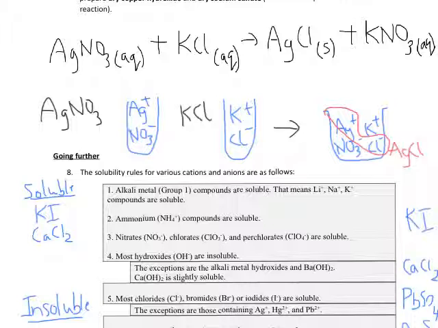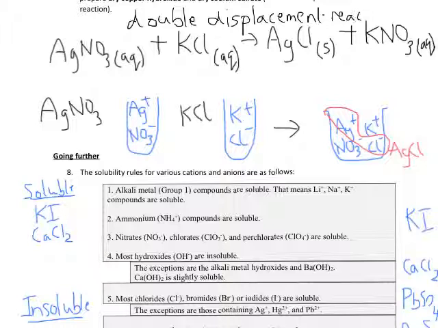So what you can see here basically is that the nitrate and the chloride have changed places. I start off with silver nitrate, I end up with silver chloride. I start off with potassium chloride and end up with potassium nitrate. These flip places, and we give this kind of reaction a name: we call it a double displacement reaction, which basically means that you've got a couple of ions that flip spots. And that is the topic for this week.